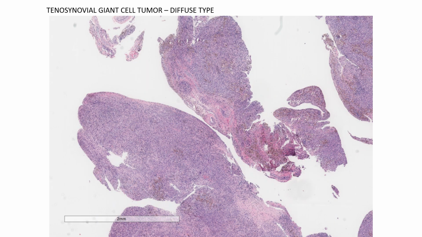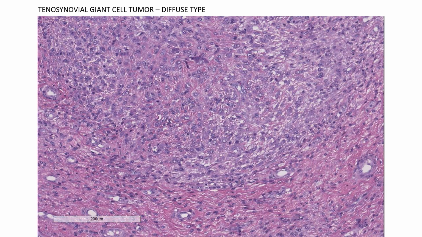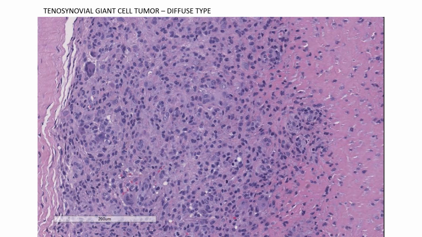This low power view shows tenosynovial giant cell tumor with lobular and diffuse growth pattern. This is a higher power view of an H&E slide of tenosynovial giant cell tumor, which shows alternating cellular and less cellular areas of proliferating mononuclear histiocytic cells. Another higher power view shows cellular areas of proliferating mononuclear histiocytic cells and scattered giant cells at the edges.